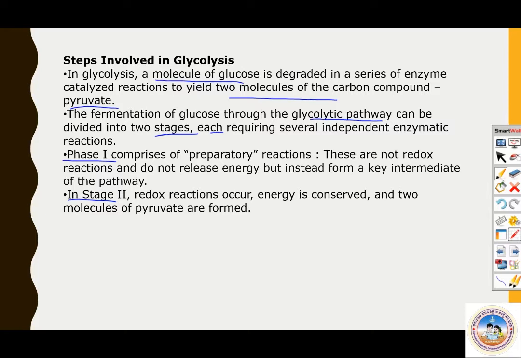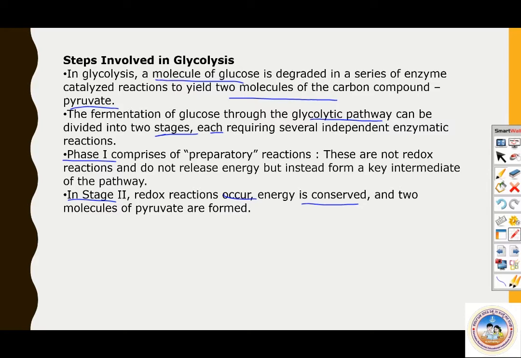Okay? So in the preparatory phase, there is no energy released in any way. In fact, ATP is being utilized. Am I clear to you? So there is a consumption of ATP happening over there. Am I clear to you, children? So in stage 2, there is a redox reaction occurring where energy is conserved. So in stage 2 energy is conserved and two molecules of pyruvate are formed. So stage 1 and stage 2. Okay? In stage 1 energy is utilized, it is being consumed.